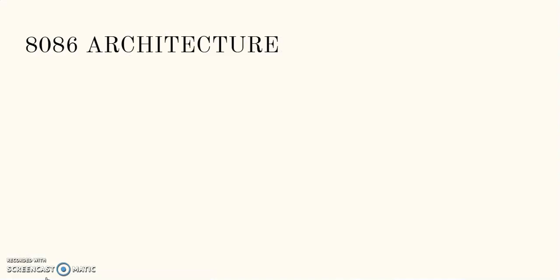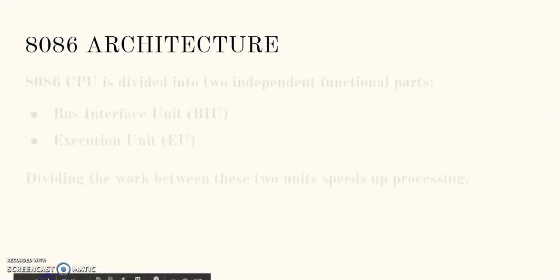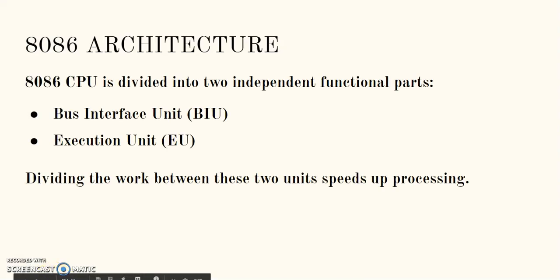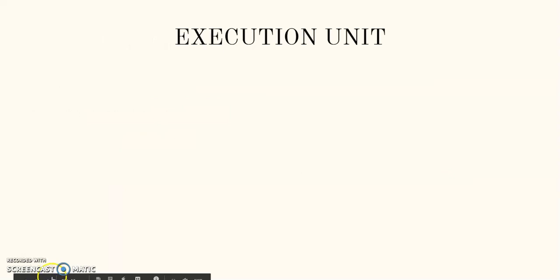Now let us see what the parts are. The 8086 CPU is divided into two independent functional parts. That means the bus interface unit and the execution unit are two separate parts, and because we have divided the work between these two, it helps in speeding up the processing of 8086. So let us see the execution unit in detail.